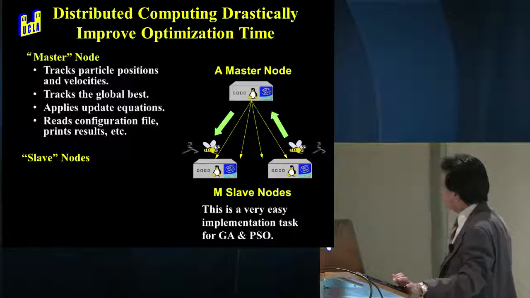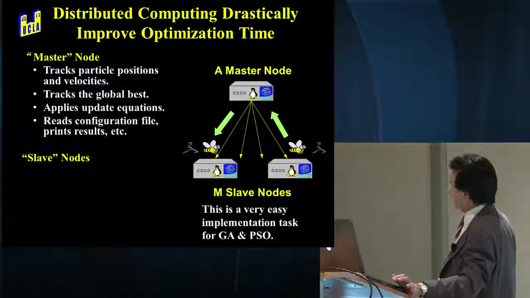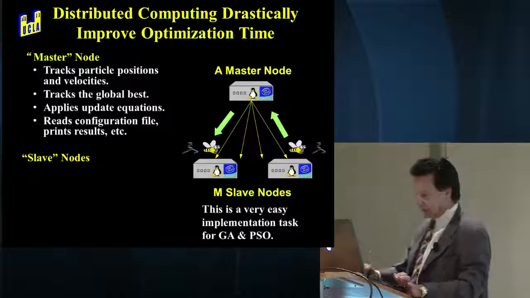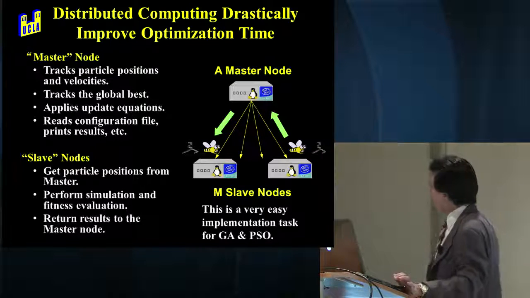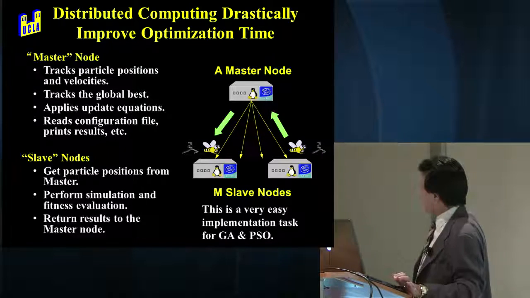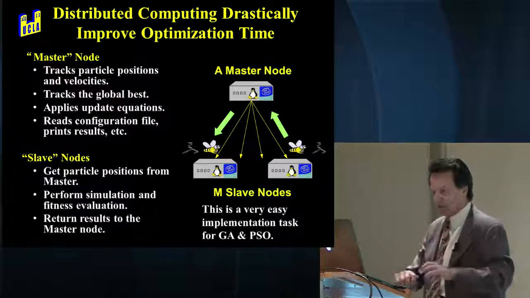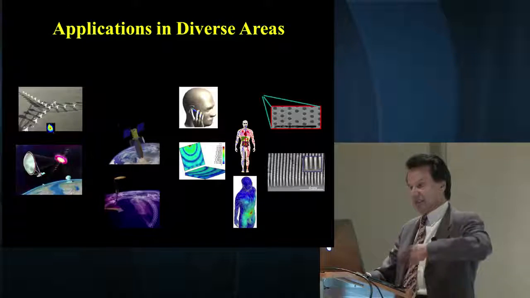So the master node tracks particle position and velocities, tracks the global best, applies update equation, reads configuration files and prints and so forth. And the slave node gets the particle position from master and then performs simulation and fitness evaluation, and returns results to the master node. So all these capabilities can be used.